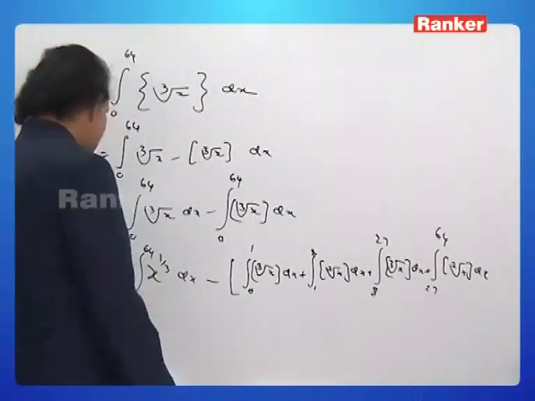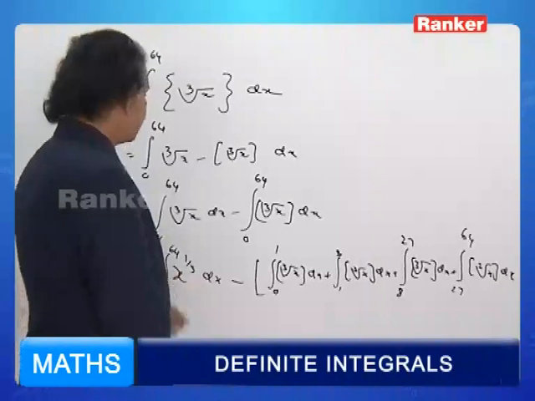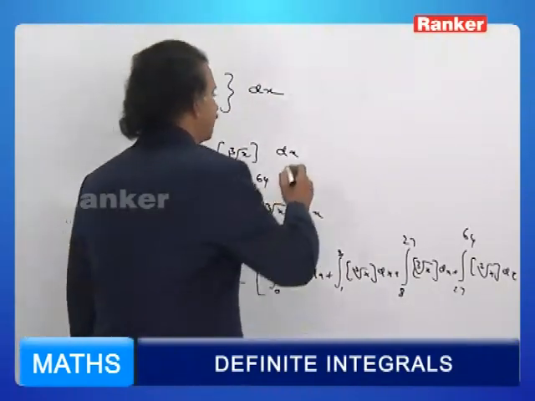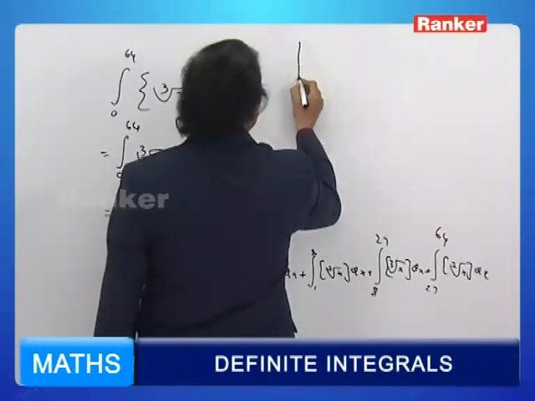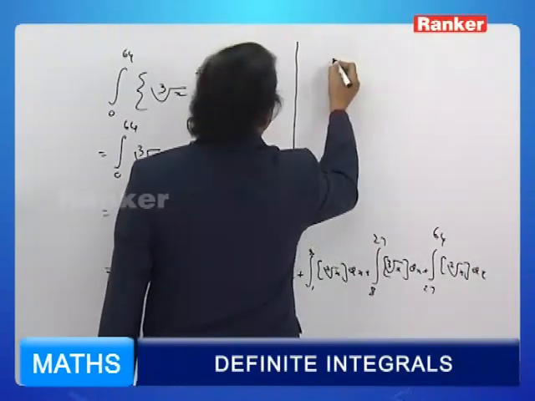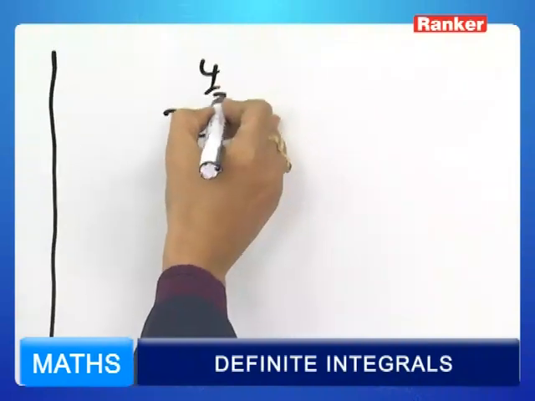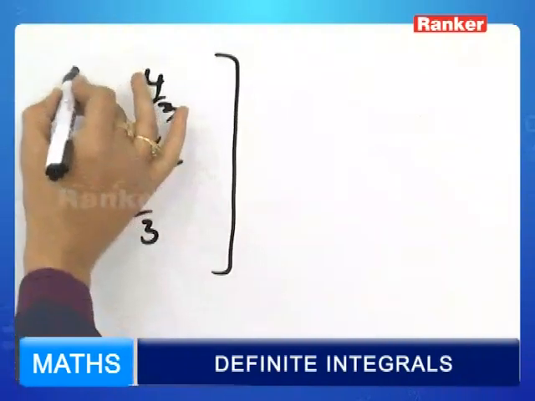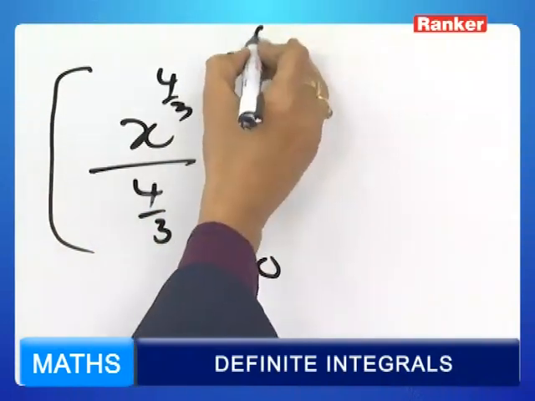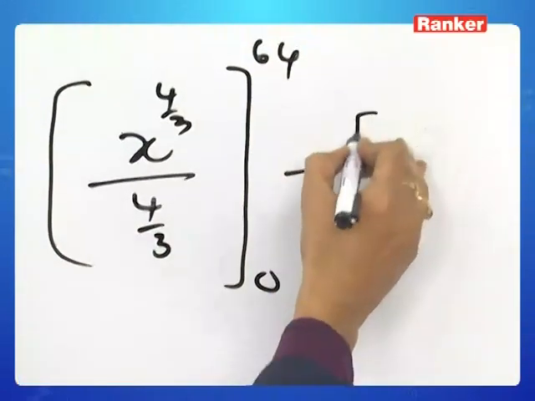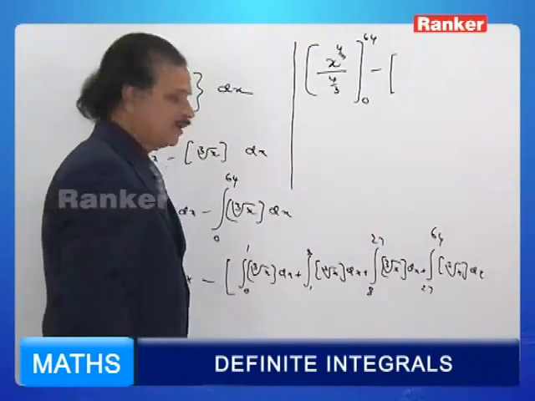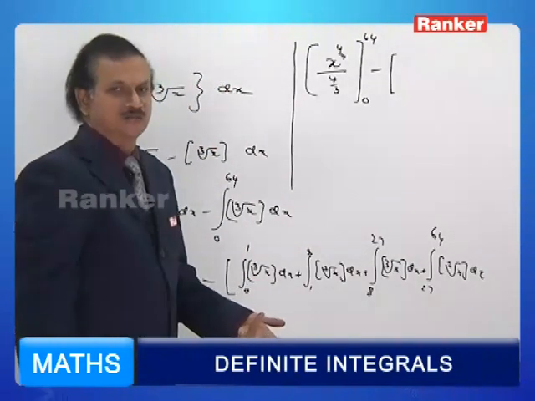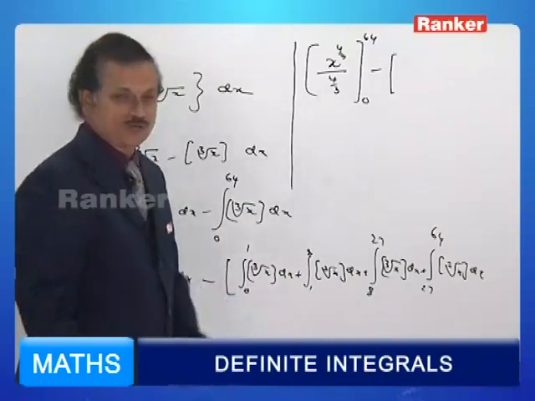Let us look at the first part of this integral. What is the integral of x power 1/3? It is x power (1/3 + 1) divided by (1/3 + 1). 1/3 plus 1 is 4/3. Hence it is x to the power of 4/3 divided by 4/3 between the limits 0 to 64. Now, between 0 and 1, what is the cube root of x? It is 0 point something. Hence its integral part is 0.